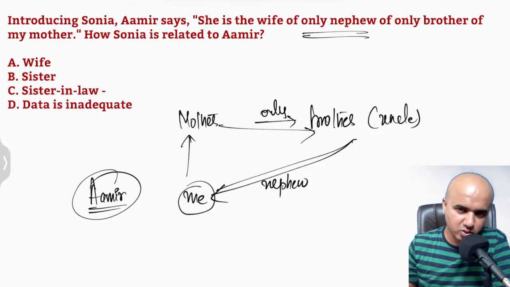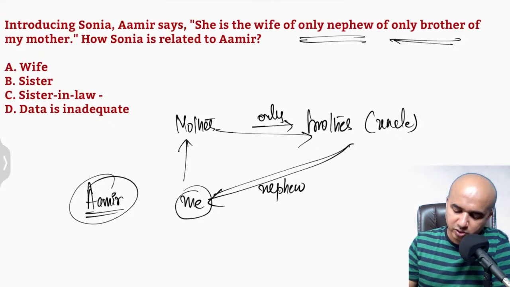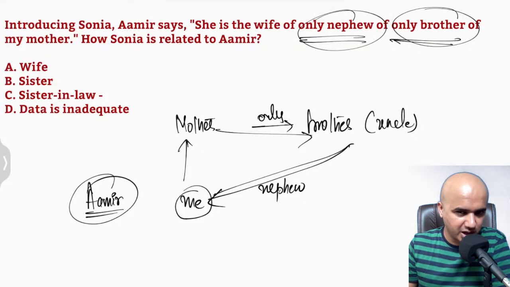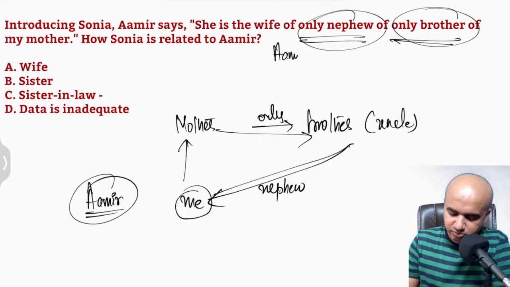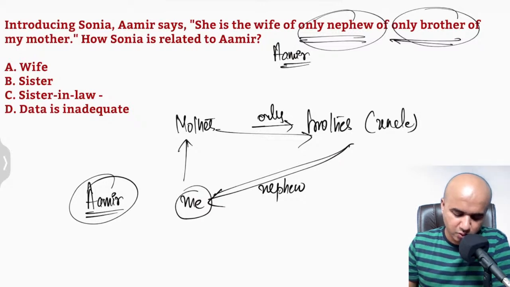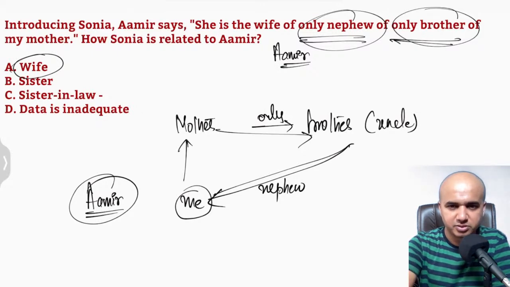Now let us go back further. She is the wife of only nephew of only brother. We have already sorted this, only brother and only nephew. That is Amir himself. So she is the wife of Amir. That's all. So now, how is Sonia related to Amir? Sonia is Amir's wife. That's it. This was actually easy. Let's move on.